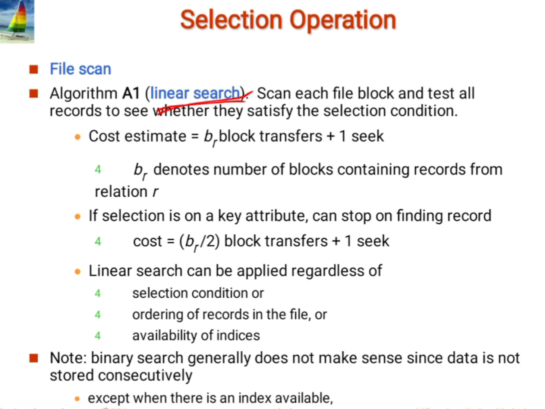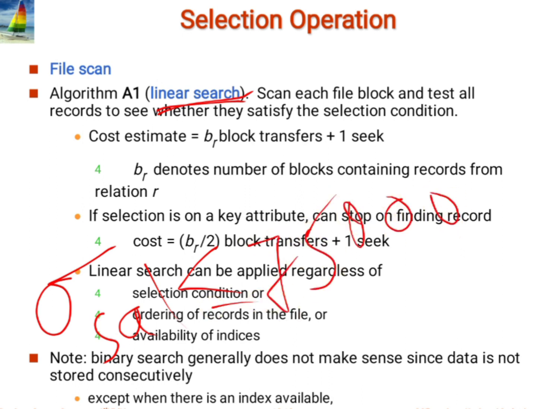Now, what do you mean by selection operation? Whenever we want to select something, internally we are applying a search technique, right? Just now I have told you, we have written select salary less than or equals to 75,000. That was the query.